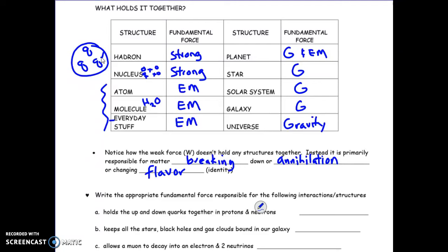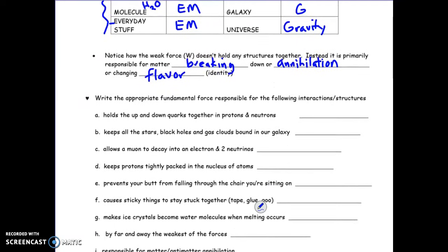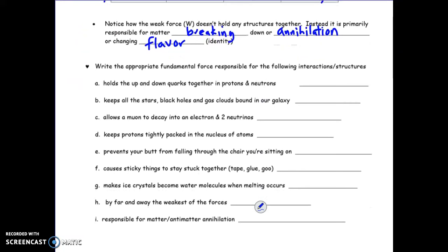Okay, so what I want you to do on your own before you come to class, and I'll do a few together, is, given the following situations, determine which of the four forces is responsible for them. You have the chart above. It should be pretty straightforward. Okay, the first one: what holds up and down quarks together to make a proton and a neutron? As soon as I see this, I see that it's at what level? That's correct, the nuclear level. So that's going to be the strong force.